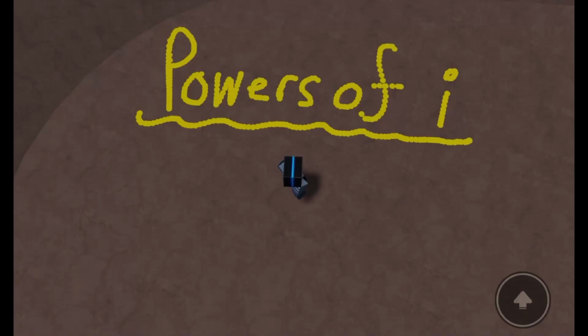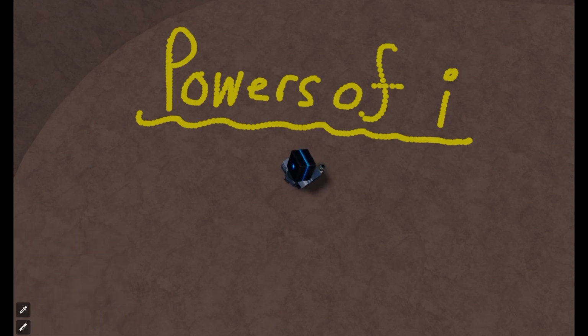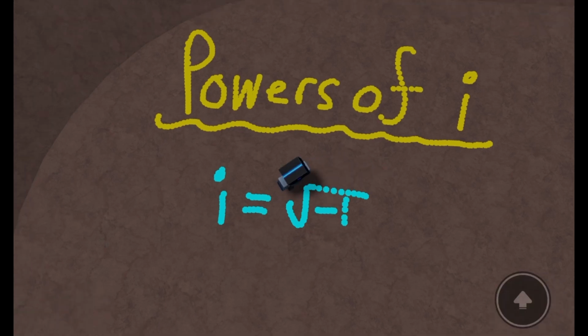In today's video, we're going to talk about the powers of i, where i is the imaginary number. Let's talk about what i is in the first place. i is just defined as the square root of -1. Now, how can we find the other powers of i beyond this?